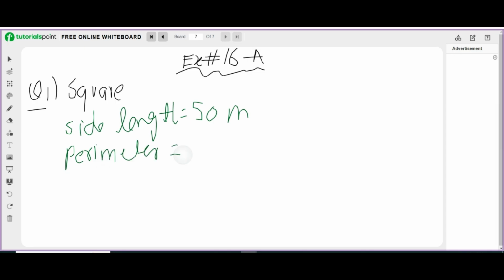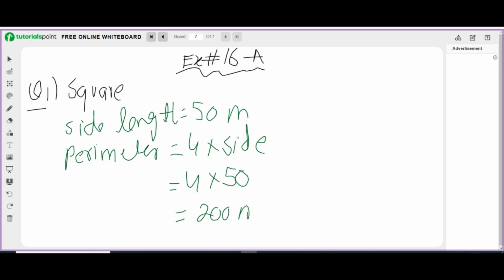Very good. I just have to multiply the side by 4. Then 4 multiplied by 50. The answer will be 200 meter. Okay. Get it? Finish.